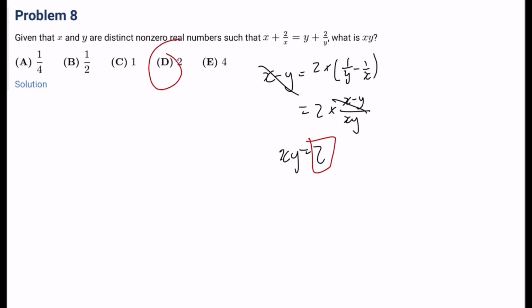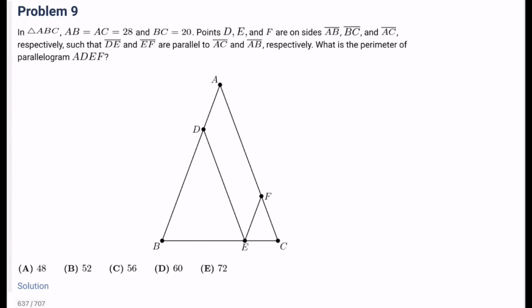It's 2. It's D. Number 9, in triangle ABC, AB equals AC equals 28 and BC equals 20. Points D, E, and F are on sides AB, BC, and AC respectively, such that DE and EF are parallel to AC and AB respectively. What is the perimeter of parallelogram ADEF?